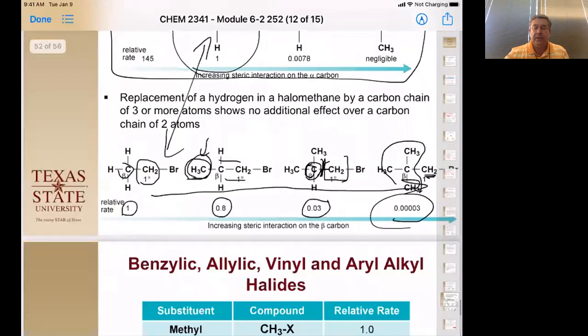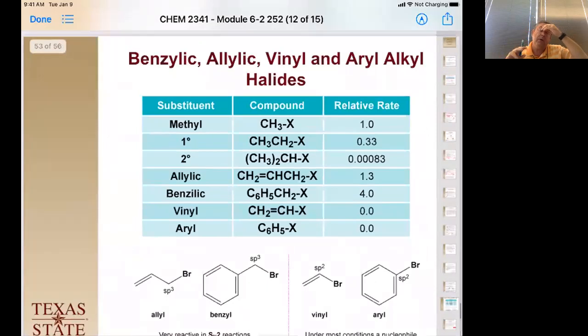Okay, so now we have another group that actually helps activate our system too. Now, if you have an sp2 carbon with a halogen on it, they don't undergo substitution reactions, okay? They don't undergo substitution reactions. However, if you have an sp3 hybridized carbon next to an sp2 hybridized carbon, it actually activates the system, okay? And I'll show you why on the next slide here.